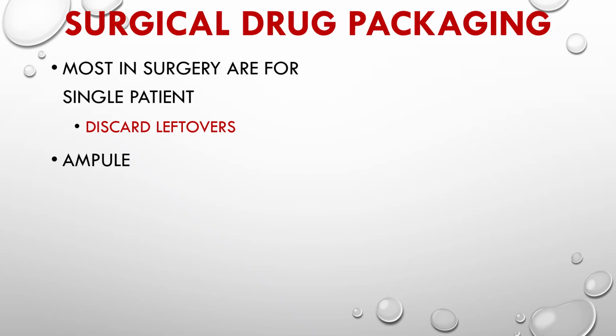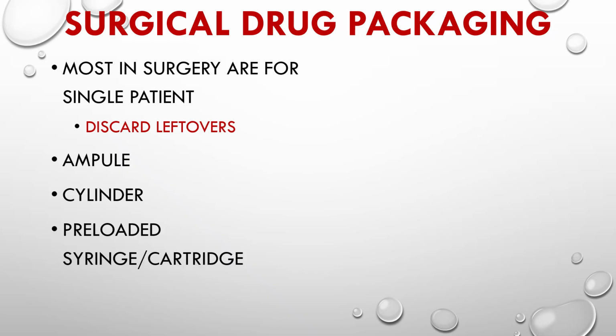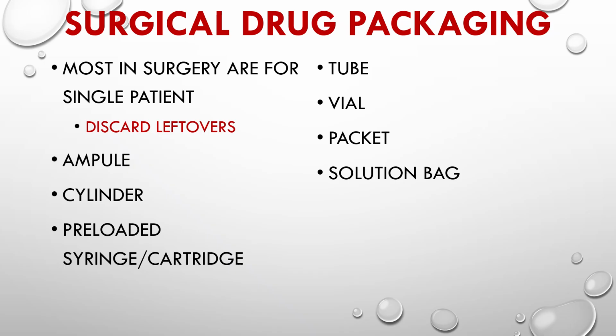So some of these packaging supplies, and we'll go through the laundry list and then we'll touch on what each of those are. So ampules, cylinders, so we think about our gases stored in those, preloaded syringes, so it comes already with the drug in it. We have tubes, we have vials, which is the main thing we think about when giving medications because we think about IVs. They can come in packets, solution bags like IVs or antibiotics that are going through the IV, a solution bottle.